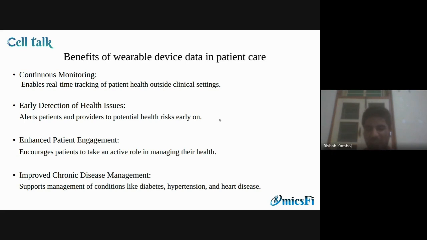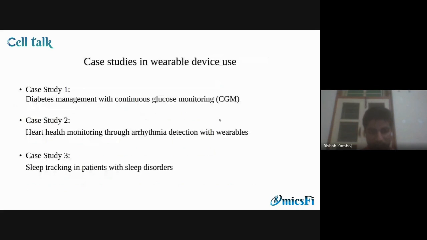There are various health-related diseases, like, let's say, hypertension or diabetes. Diabetes is related to glucose levels, and hypertension is related to blood pressure. A person can see all these metrics and can take care of these diseases so that he can avoid them. These are some of the benefits.